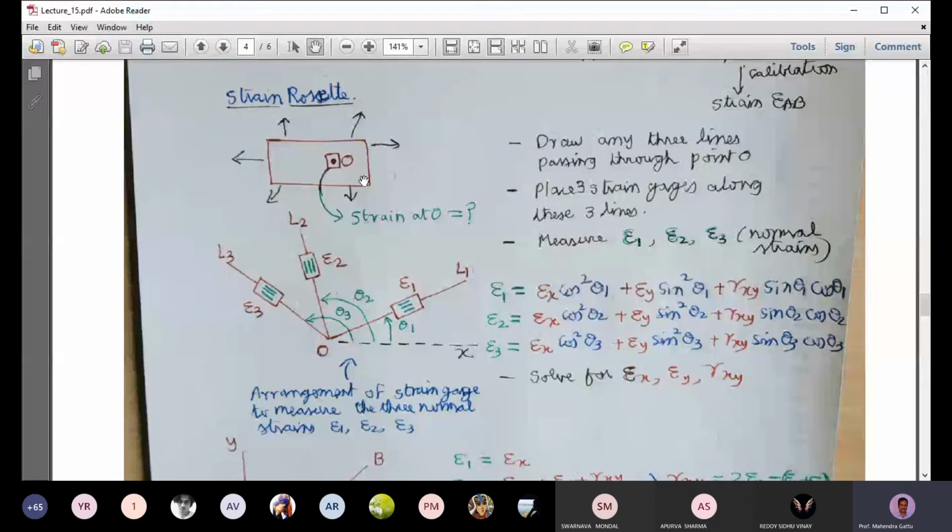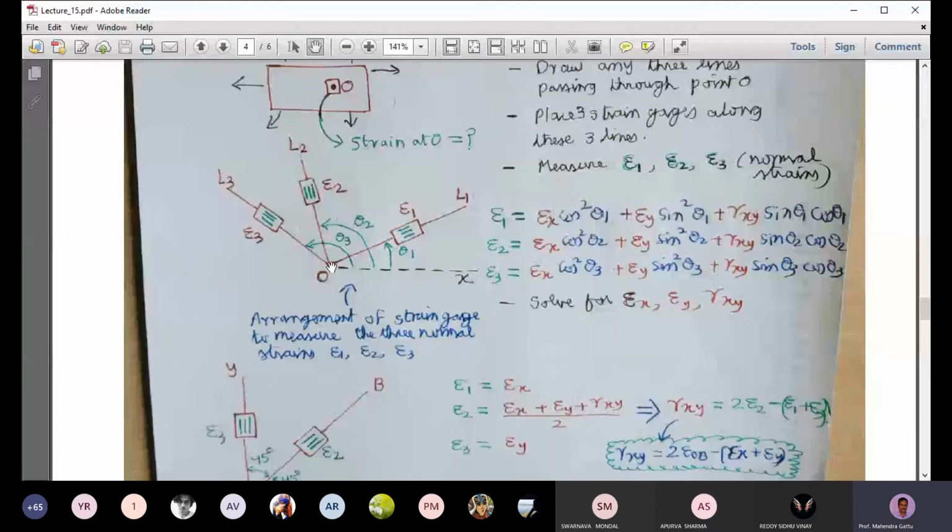To do that, at the point O, we'll draw 3 concurrent lines. So we draw 3 lines passing through point O: line L1, line L2, and line L3. These lines make some arbitrary angles, say theta 1, theta 2, theta 3, with the x-axis. On these lines, we stick those electrical strain gauges. So this is one strain gauge.